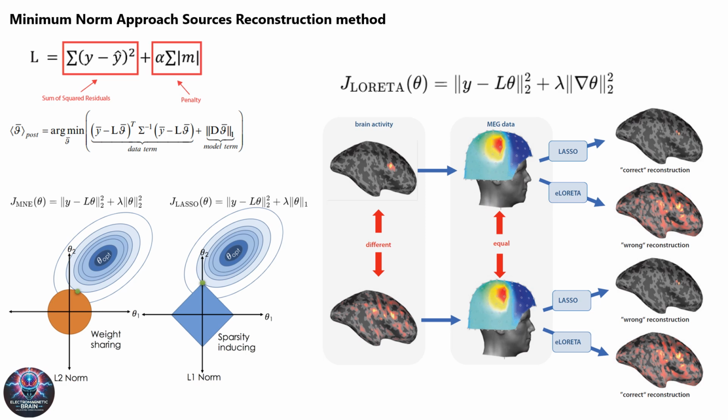MNE seeks the source distribution that minimizes the data term, which is the sum of squared residuals, and the model term, which is considered a penalty term of the source configuration. This corresponds to finding the solution with the smallest overall current strength that still fits the observed data.